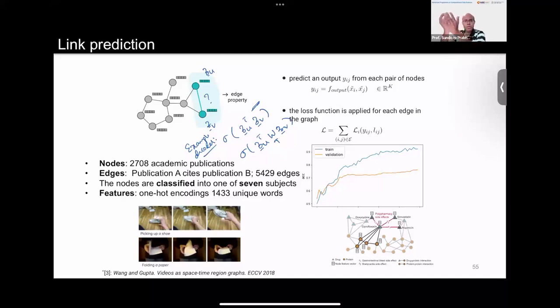And one way to measure is correlation. The other way to measure is through this learnable decoder. And often, most of the problems in link prediction are with undirected graphs. Very rare that somebody predicts links with directed graphs.